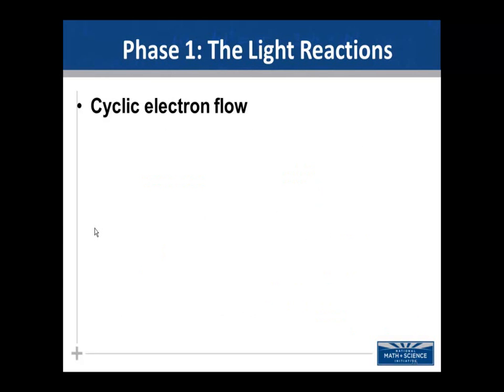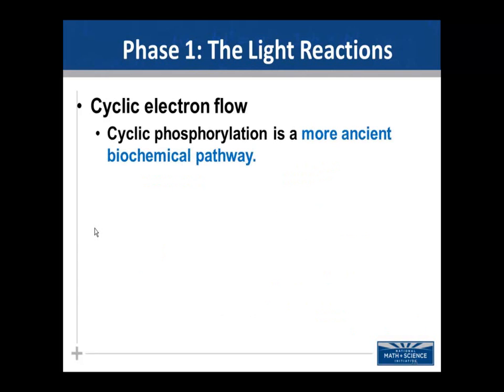Now there's also something called cyclic electron flow, or cyclic phosphorylation. Remember I talked about phosphorylation being the addition of a phosphate group to something else. In this case, cyclic phosphorylation is adding a phosphate group to ADP. And if we add a phosphate group to ADP, we are going to get, you guessed it, ATP.